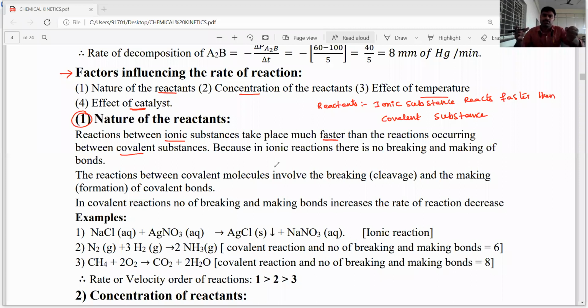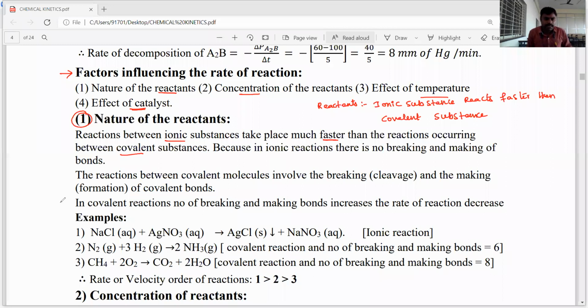Simply, the positive ion and another molecule containing negative ions will attract to form a new substance. In the first reactant, the negative substance, and in the second reactant, the positive substance will attract to give a new substance. So that's why ionic reactions are much faster than covalent reactions, because in ionic substances there is no breaking and making of bonds.